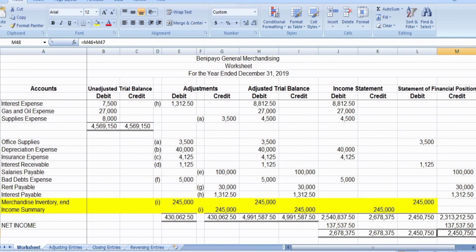And of course, another very important thing for you to make sure, this difference between the total debit and the total credit of the income statement columns must be equal to this difference between the total debit and the total credit of the statement of financial position columns. Otherwise, something must be wrong. In other words, these two figures must be one and the same because they represent the net income or the net loss.